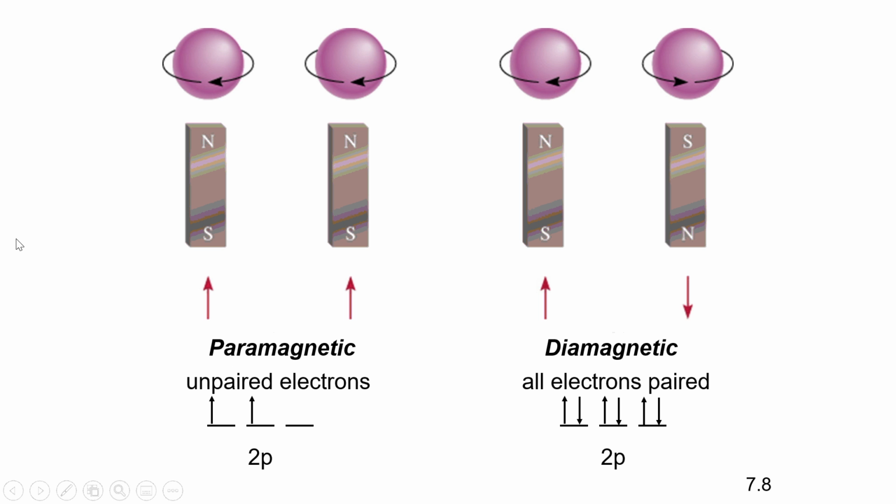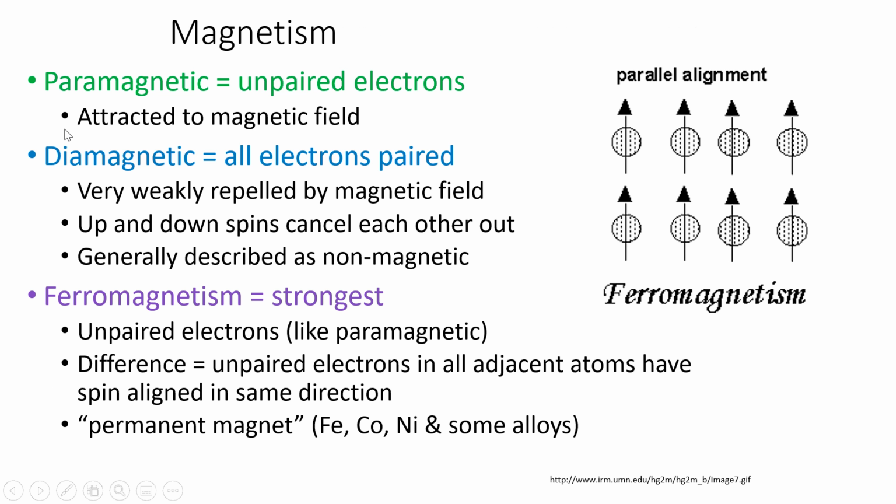Another thing that the unpaired electrons will impact is something called magnetism. A substance can either be paramagnetic or diamagnetic. A substance will be paramagnetic if it has unpaired electrons. A substance will be diamagnetic if all of its electrons are paired up. What it means to be paramagnetic is that it's attracted to a magnetic field. Diamagnetic is going to be very weakly repelled by a magnetic field, and the up and down spins basically cancel each other out.